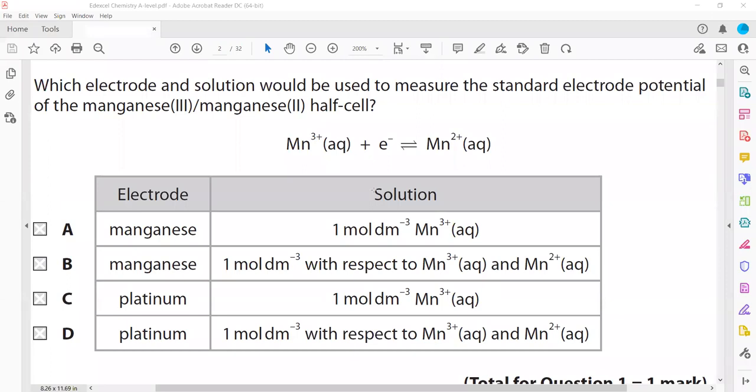In the question, which electrode and solution would be used to measure the standard electrode potential of the manganese 3 and manganese 2 half cell? You can see there's a change in the oxidation number, but it does not produce an atom. Ions are not producing an atom. So which electrode should we use? We should use platinum. And it should have equal concentrations of both ions, Mn3 and Mn2. That's why D is the right answer.